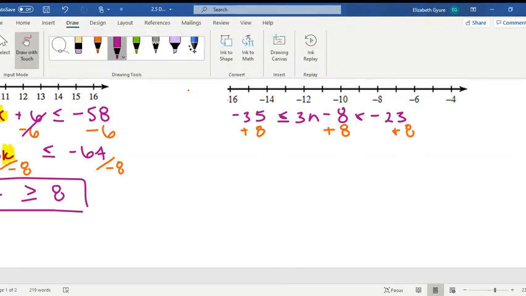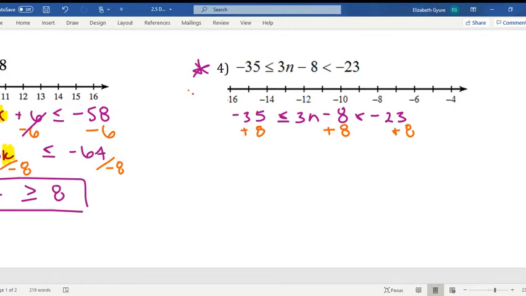Good. When I add 8, Dallas, what's -35 plus 8? -27. Drop down your less than or equal to, your 8's in the middle, cancel. So then you have 3n in the middle is less than, Lynn, what's -23 plus 8? -15, good.